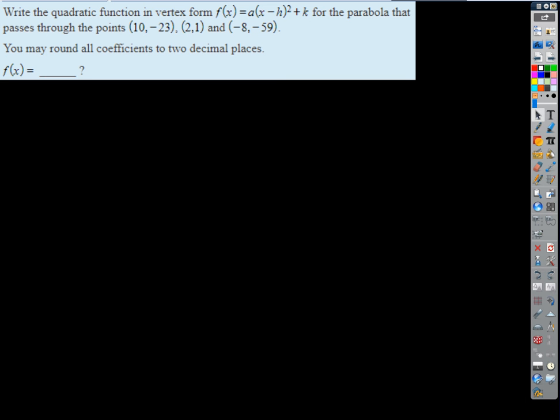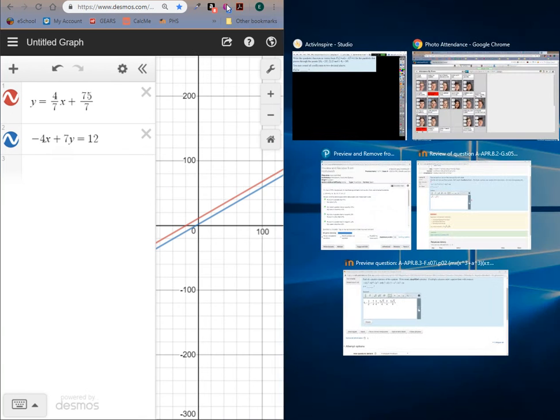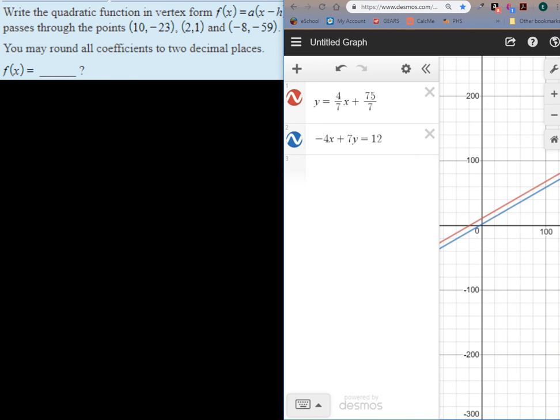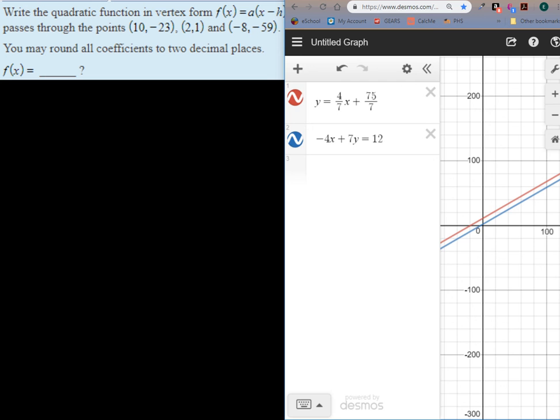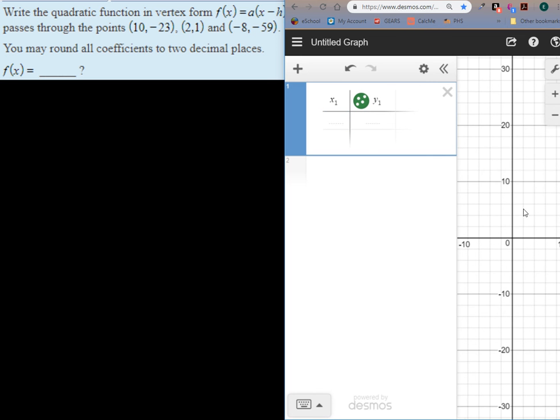Right, so on Desmos, exactly, you make the chart, very good, make the table. Okay, so we hit the plus button, we make a table, right? Everybody with me? And we're going to put in all those ordered pairs. So I got 10, negative 23, 2, 1, negative 8, negative 59.